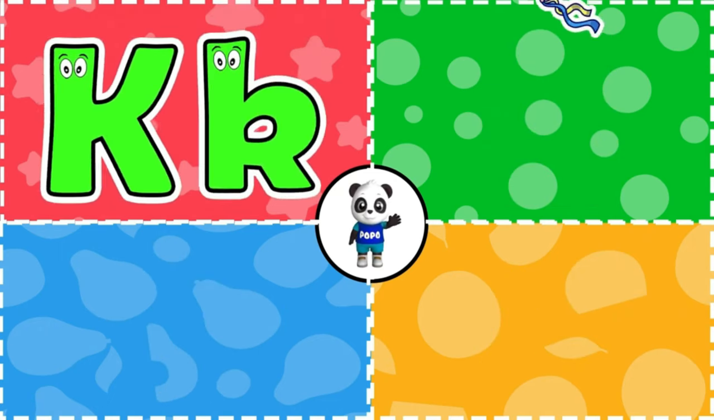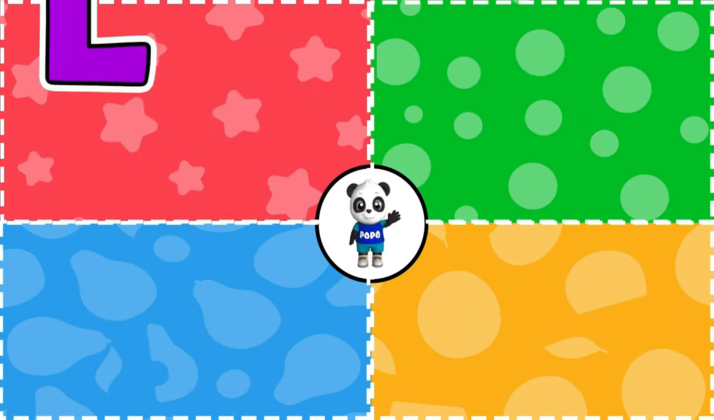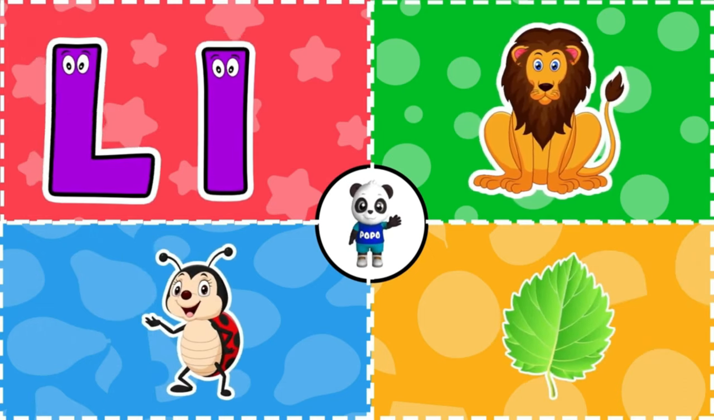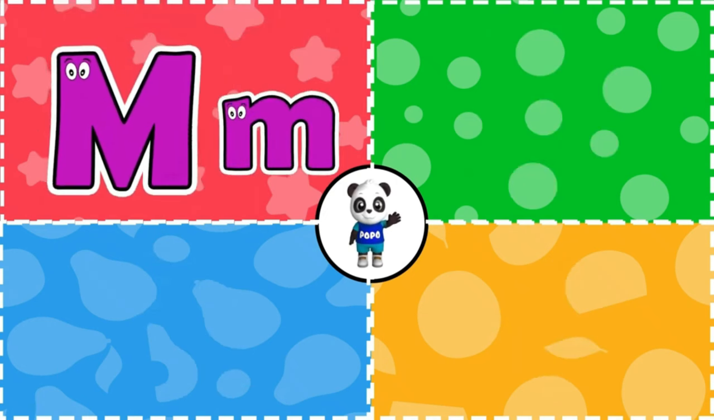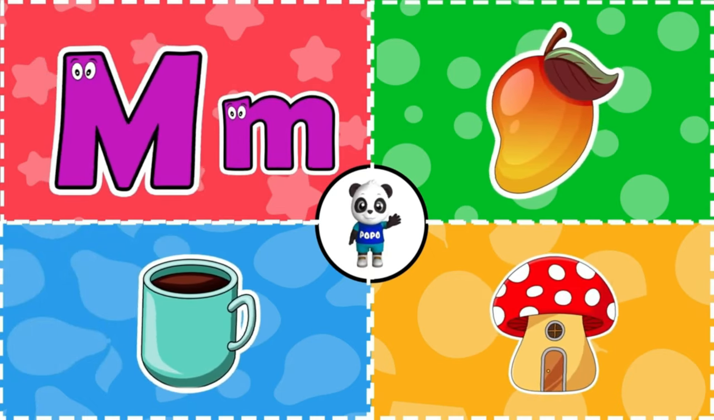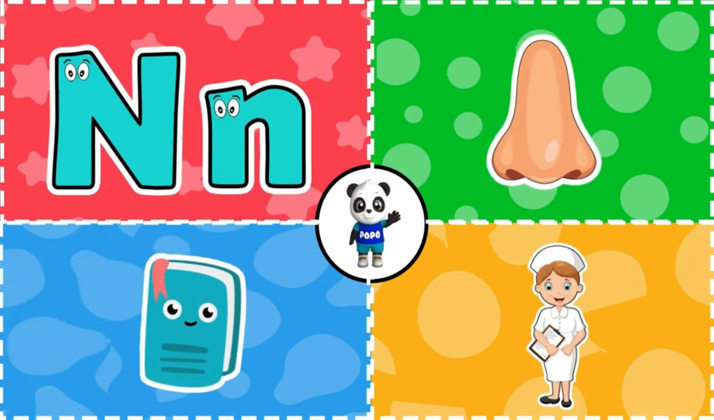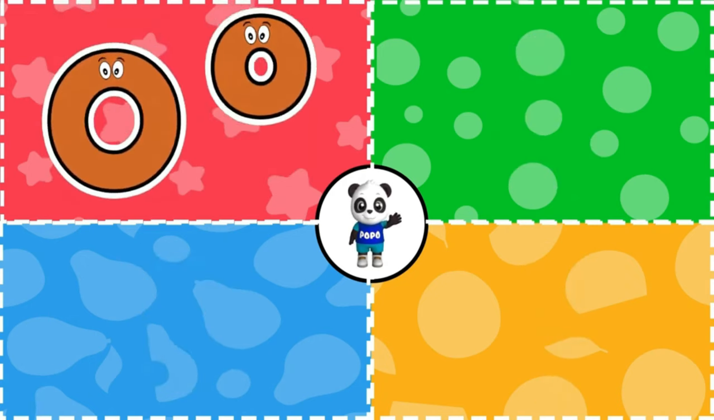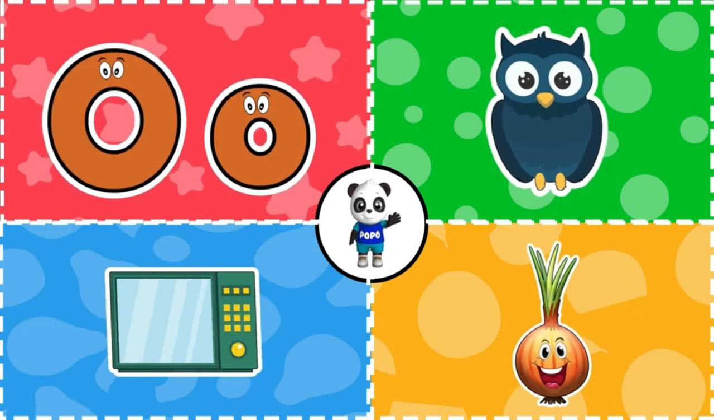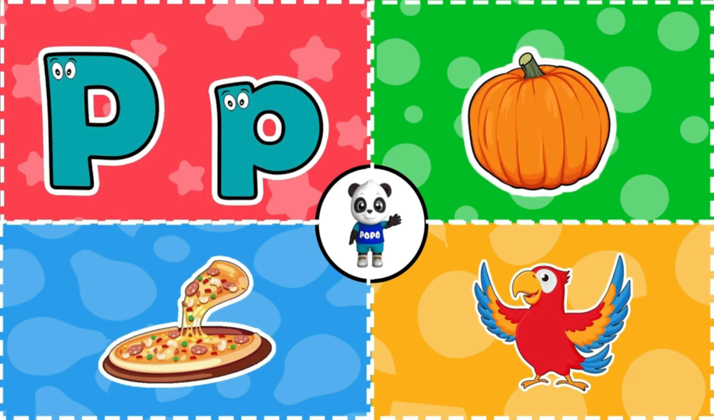K, K, K for kite. K for kiwi. K for king. L, L, L for line. L for ladybug. L for leaf. M, M, M for mango. M for mug. M for mushroom. N, N, N for nose. N for notebook. N for nurse. O, O, O for owl. O for oven. O for onion. P, P, P for pumpkin. P for pizza. P for parrot.